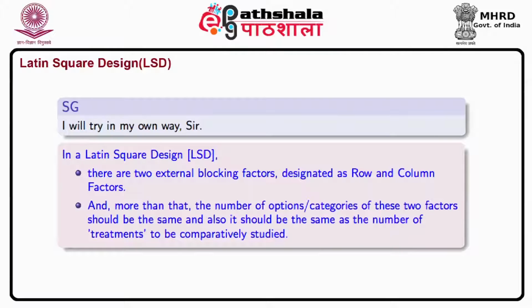In a Latin square design or LSD, there are two external blocking factors designated as row and column factors. Very good. And more than that, the number of options or categories for these two factors should be the same, and also it should be the same as the number of treatments to be comparatively studied.